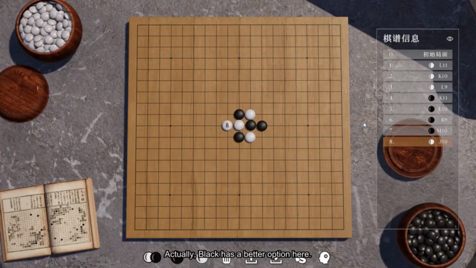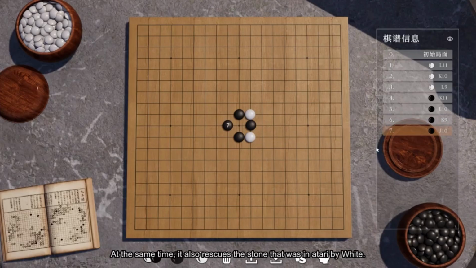Actually, black has a better option here. Black should play at this point, capturing the white stone. So we notice that black not only captured this white stone, at the same time, it also rescues the stone that was in Atari by white. So this result is clearly better than the previous result, where both sides escape.